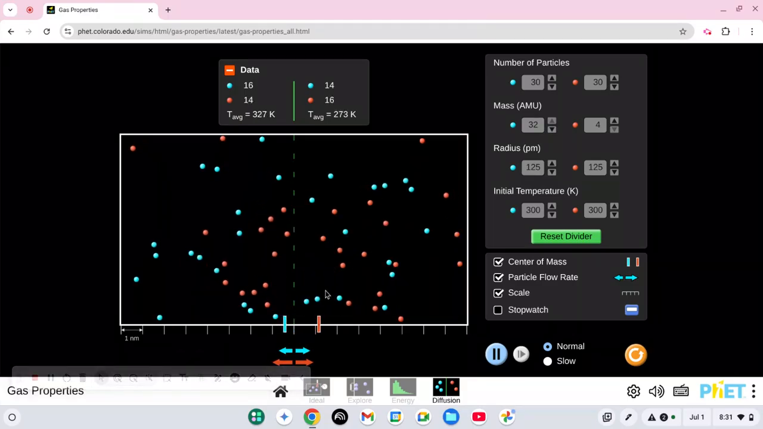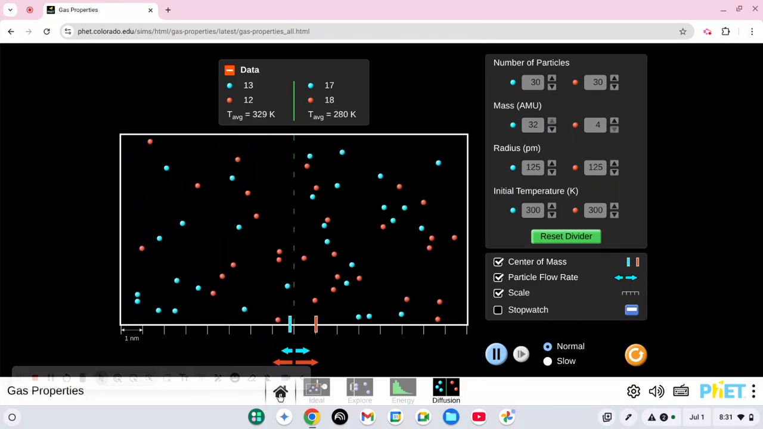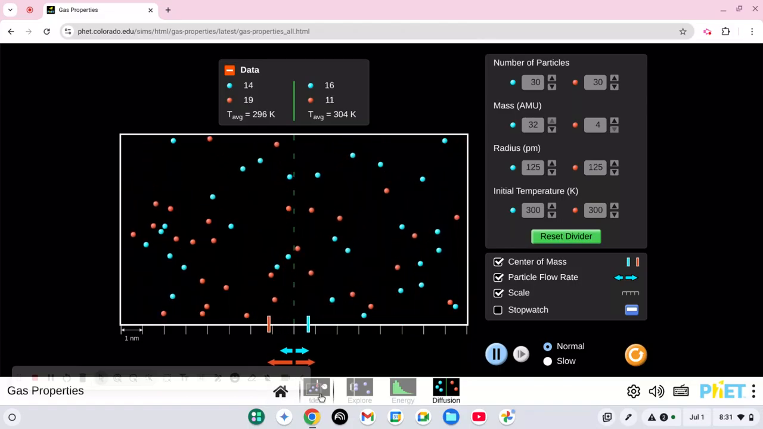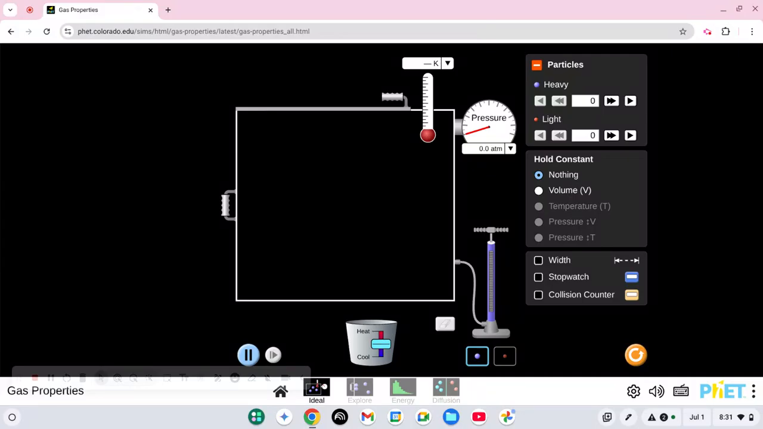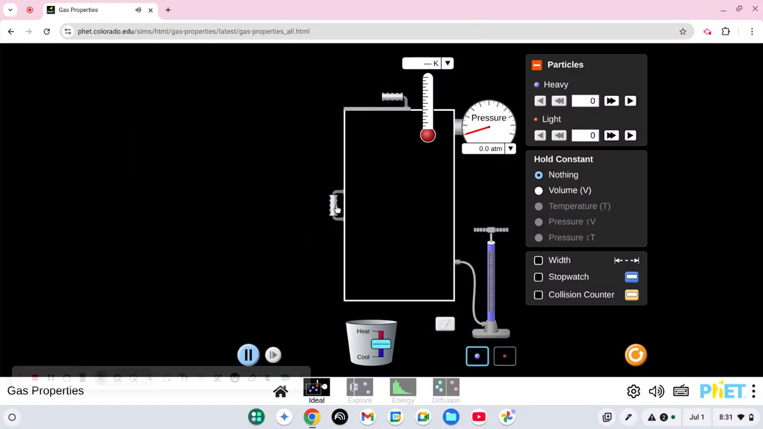Okay, so now that we have that figured out, you can either press this little house button, or what I like to do is just click on ideal. Okay, so in this ideal chamber, you can adjust the three variables that we talked about that affect diffusion. And those three variables are temperature, so you can add heat and cold. You can add concentration, meaning add more particles at one time. And then you can even adjust the pressure by reducing the volume of the chamber.